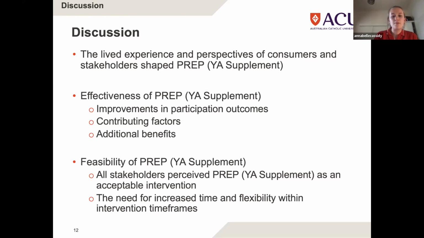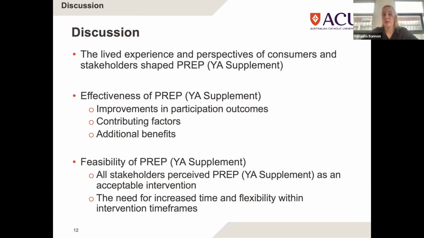The young adults felt that PrEP helped to increase their confidence in themselves, which allowed them to step out of their comfort zone. And support persons and service providers observed improvements in the participants' independence and motivation, which ultimately led to increased participant autonomy. In regards to the feasibility of PrEP, all stakeholders perceived that PrEP was an acceptable intervention as it assisted individuals to reach meaningful goals. It increased participants' confidence, motivation and independence, and it also empowered a meaningful clinical shift.